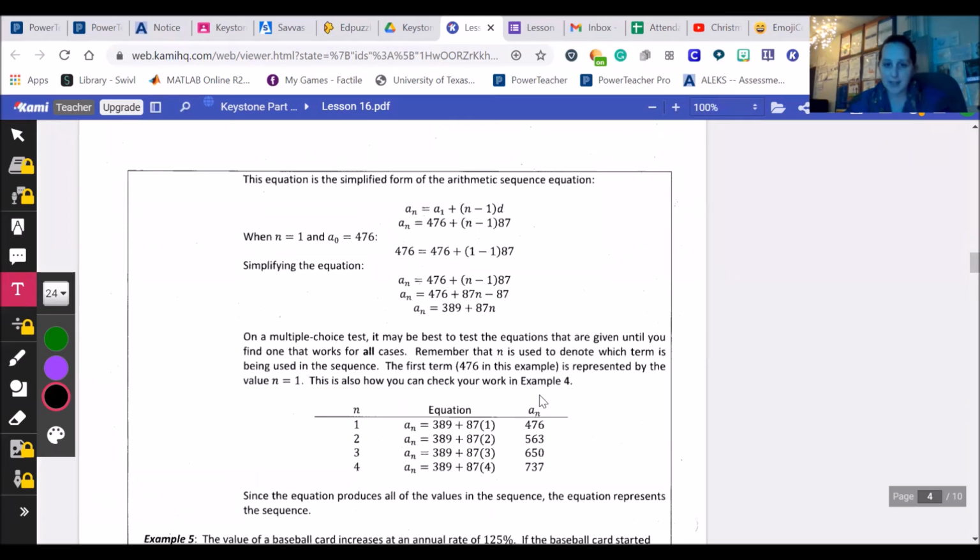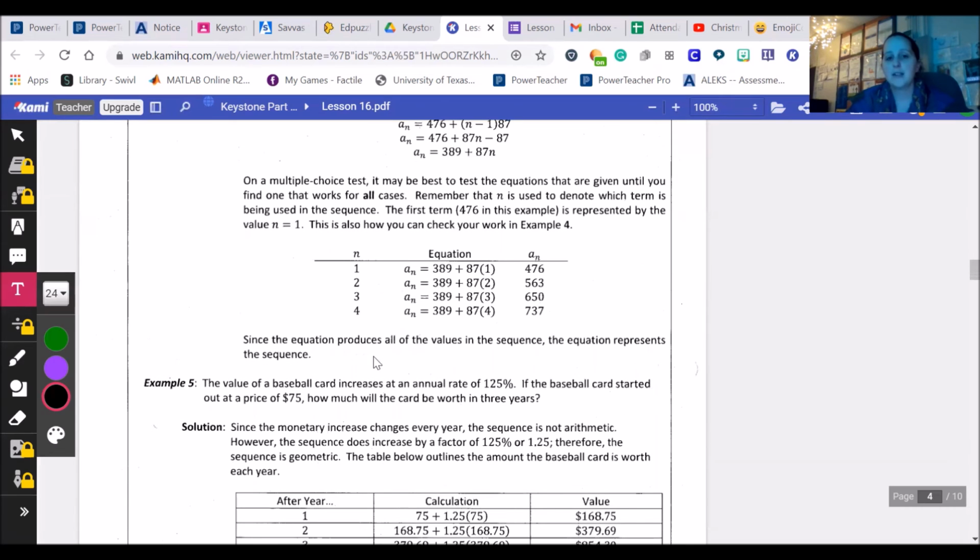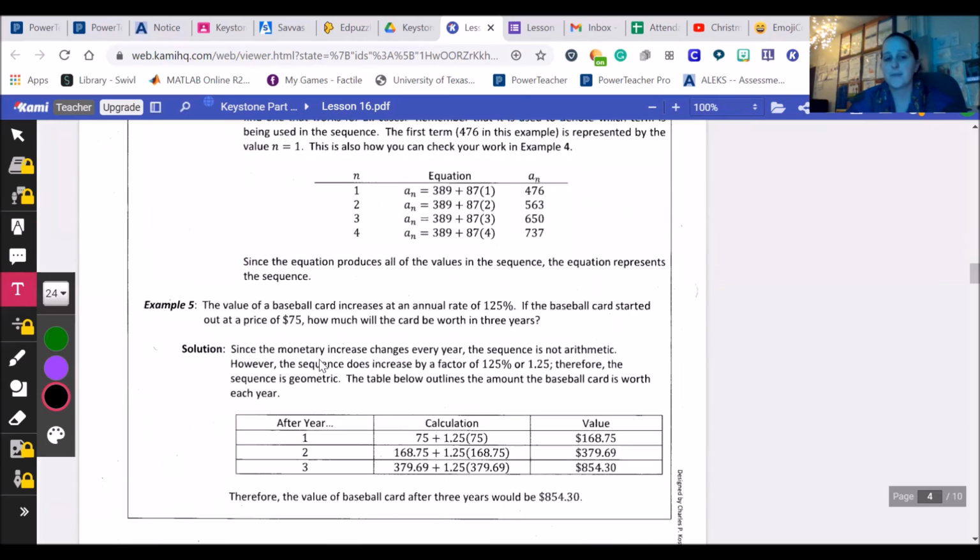On a multiple choice test, it may be best to test the equations that are given until you find one that works for all cases. Remember that n is used to denote which term is being used in the sequence. The first term, 476 in this example, is represented by the value n equals 1. This is how you can check your work in example 4. So here's my first equation. I should get a sub 1 equals 476. Okay. Since the equation produces all the values in the sequence, the equation represents the sequence.